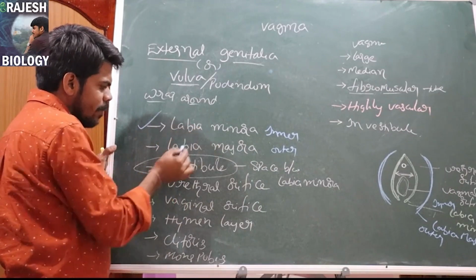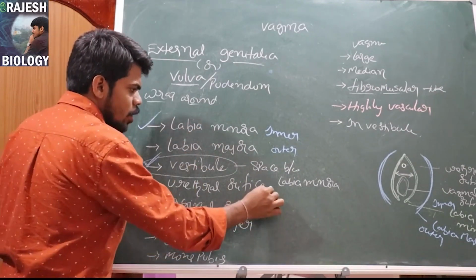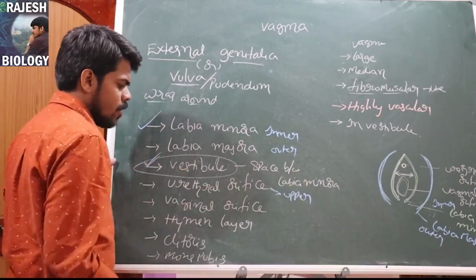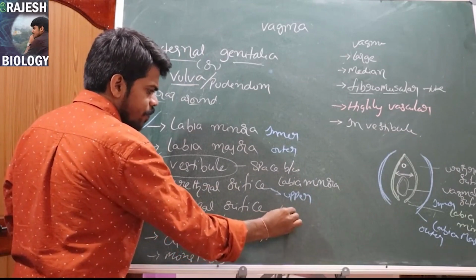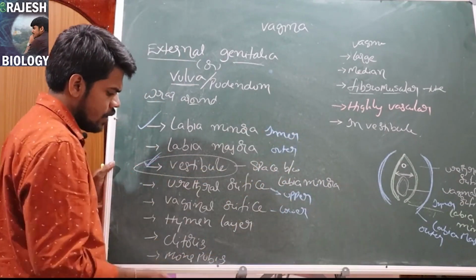Between the two labia minora is the vestibule, the space into which the urethral orifice opens, upper, and the vaginal orifice, lower. Okay, clear about this?